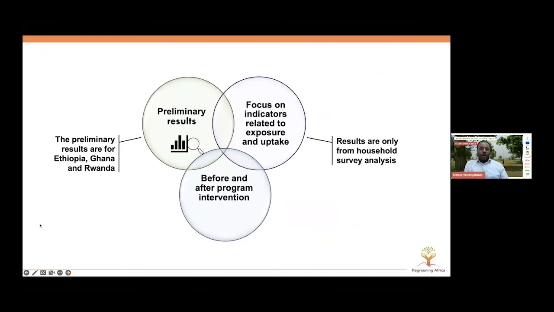I have already mentioned this, but I really want you to focus on it because those results are only at the country level. They are not disaggregated at the program, district, or county level. There could be some variation. And we are just focusing on the indicators related to exposure and uptake of the regreening practices. We are not going to capture everything in these preliminary results. Next, please.